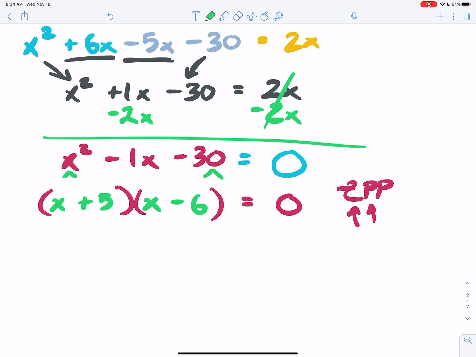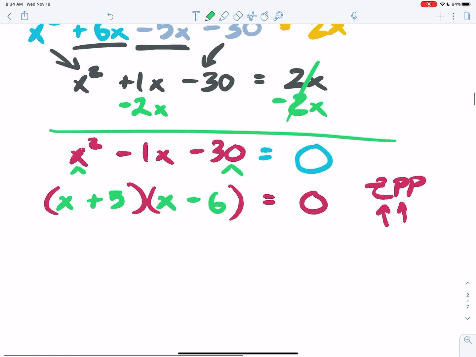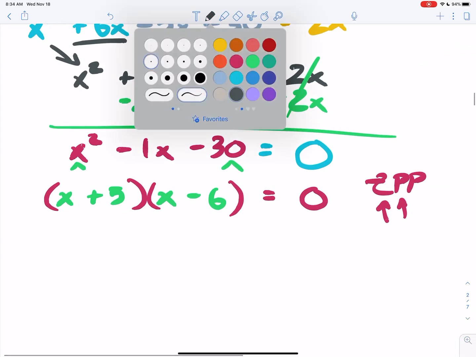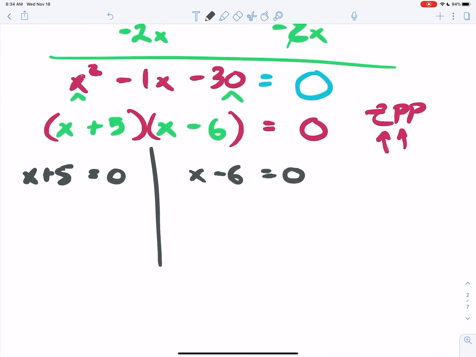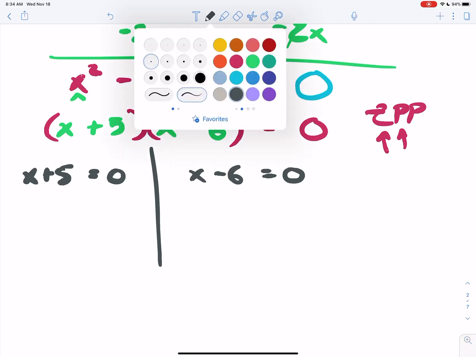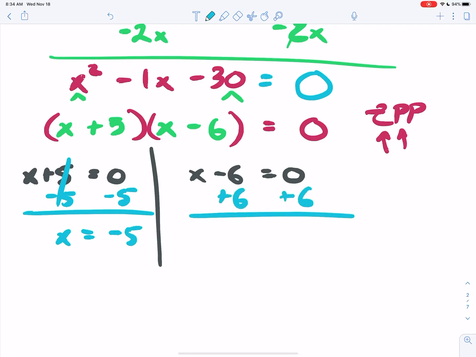Now that we have a product, because we have something times something else equal to 0, we could use the 0 product property, which allows us to set each factor equal to 0. Now, some of you can skip this step. You could see the answers already. You can find your zeros already. But I'm just going to show the work just so you guys can see it. Here, I'm going to have to subtract 5. I have to do the opposite. So x here will equal negative 5. Here, I have to add 6. So x would have to equal positive 6.